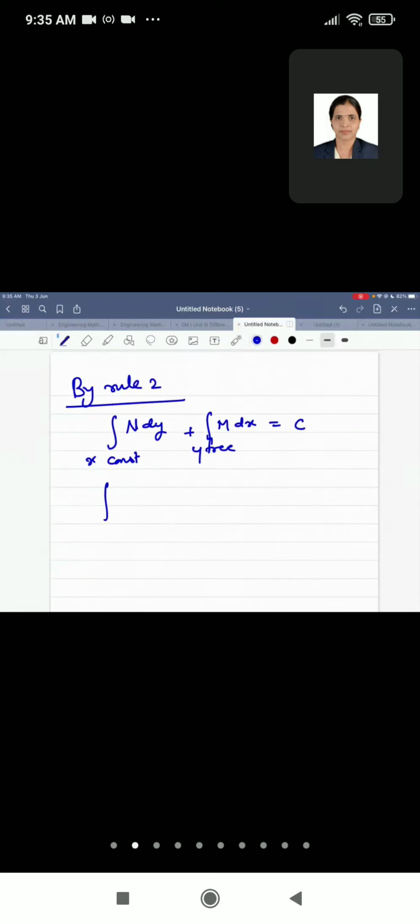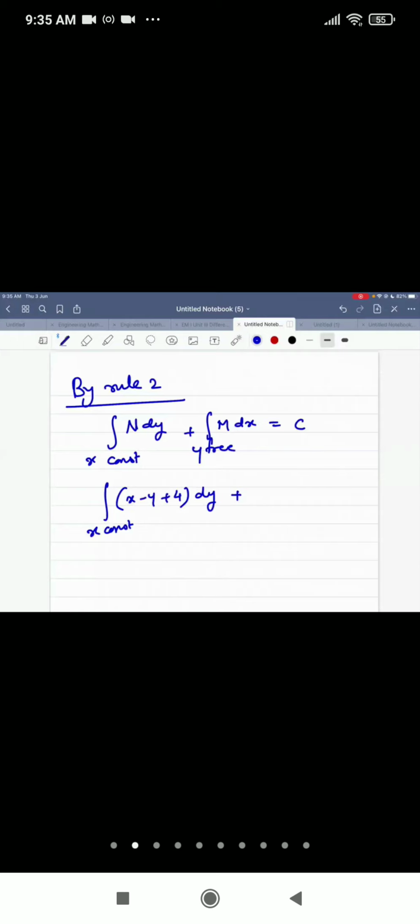So now what is the N term? N is x minus y plus 4. Here you have to treat x as constant and integrate with respect to y. Now in M, which term is free from y? The term that is free from y is x minus 2. And here you will get M dx equal to c. So when you integrate, remember you are integrating with respect to y.